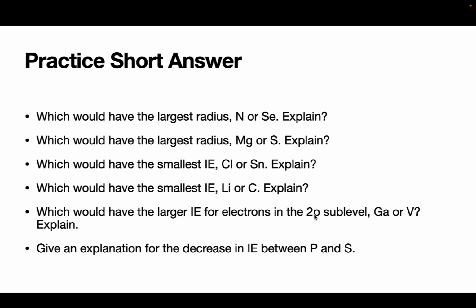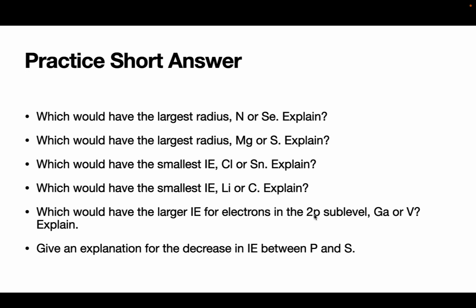And here's why. In gallium, you have more protons than you do vanadium. That increased number of protons is going to increase the attraction for the electrons in the 2p sublevel. Now, if the 2p sublevel is relatively the same distance away from the nucleus in gallium and vanadium, that alone, the increased number of protons, will cause a larger ionization energy in gallium because it has a stronger attraction due to simply having more protons.